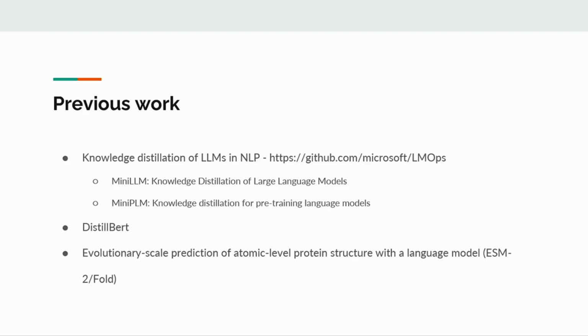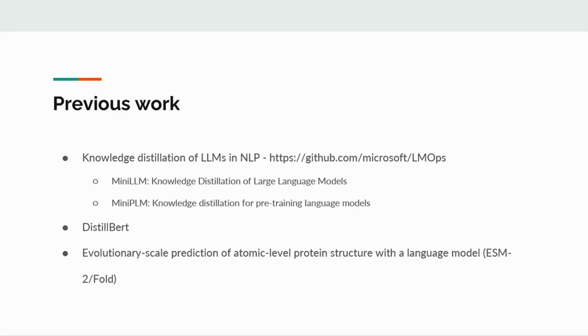Previous work on knowledge distillation is mostly for large language models in NLP, and there's an open source tool from Microsoft with existing pipelines for knowledge distillation from large language models to smaller models. They also have a pipeline for knowledge distillation during the pre-training of other large language models, but all those models are distilled based on prompts, and they rely heavily on prompts to do the distillation.